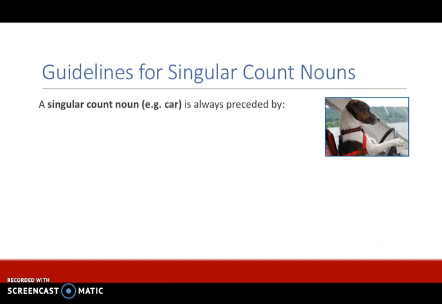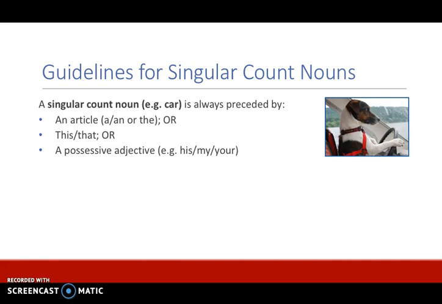Guidelines for singular count nouns. A singular count noun, for example, car, is always preceded by an article, that is a or an or the. It is never preceded by no article. It can be preceded by this or that, or it could be preceded by a possessive adjective, for example, his, my, or your.